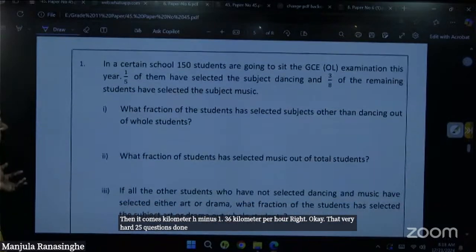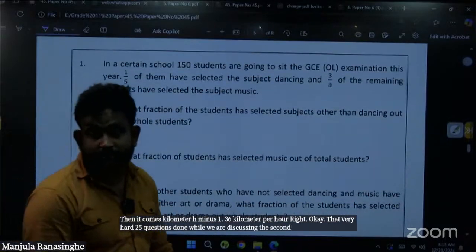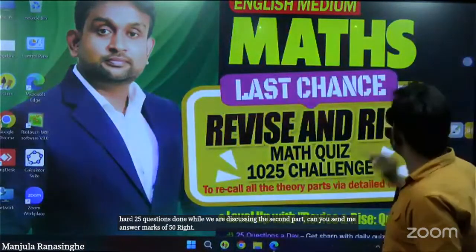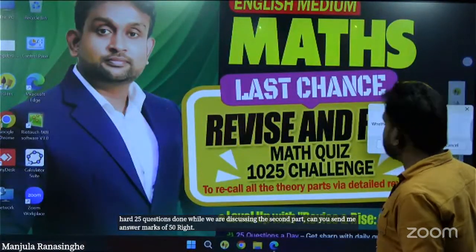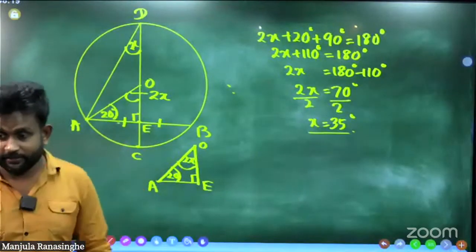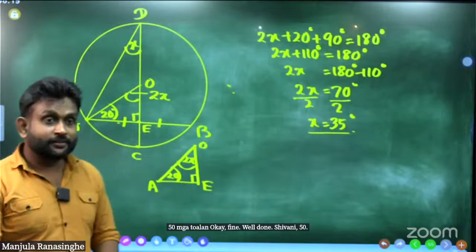While we are discussing the second part, can you send me your marks out of 50? Right. Send it, son, let me see how much out of 50 you got. Okay, fine. Well done, Shivani, 50. Nice.